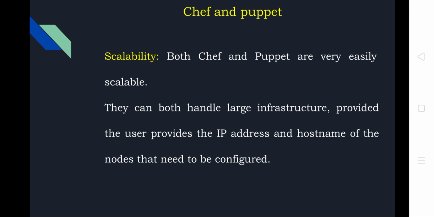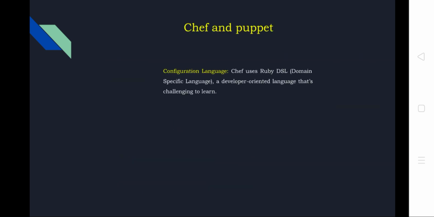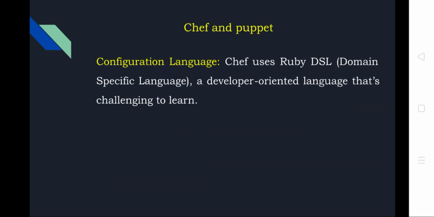As and when a new node joins, both Chef and Puppet are able to adapt to the newly joined nodes. It also helps to configure them once you give the IP address and the host name of the node. The tools will handle the rest. The tools are so capable that they will be able to handle the rest of the functionalities. Then the configuration language: Chef uses Ruby DSL, a domain specific language, a developer oriented language that is challenging to learn.